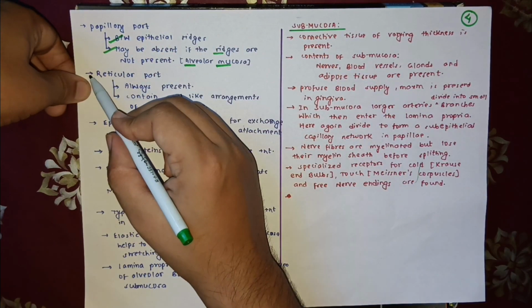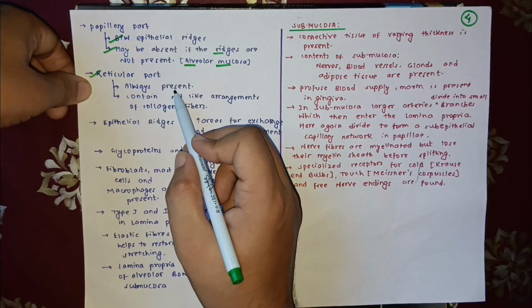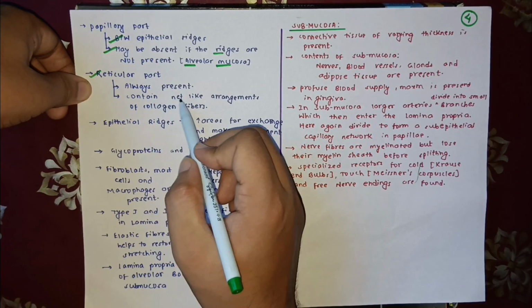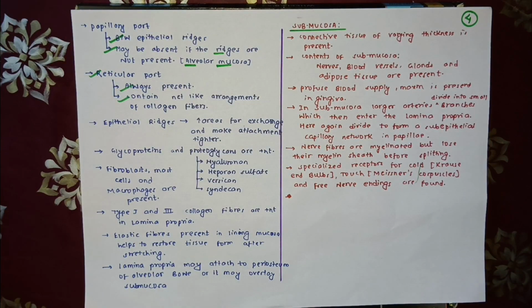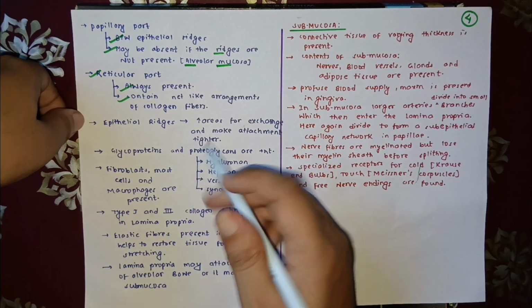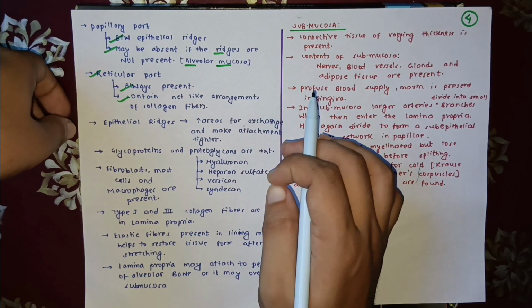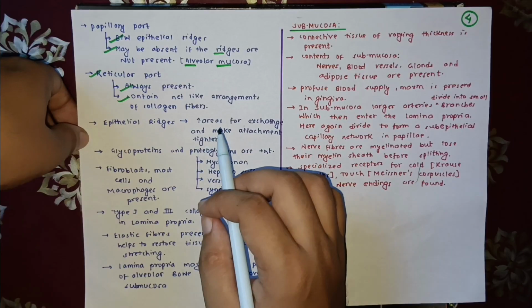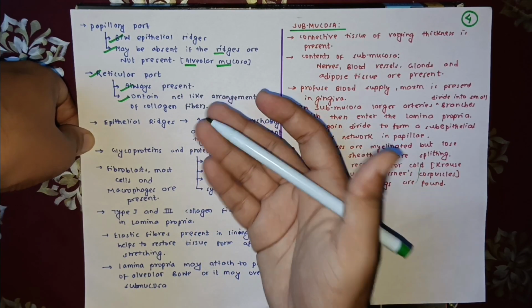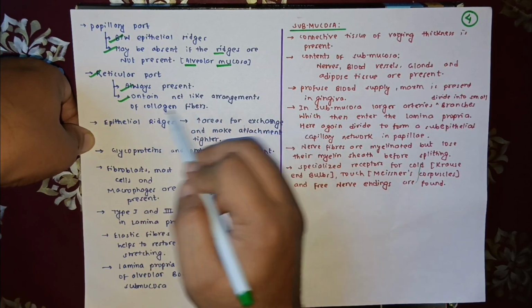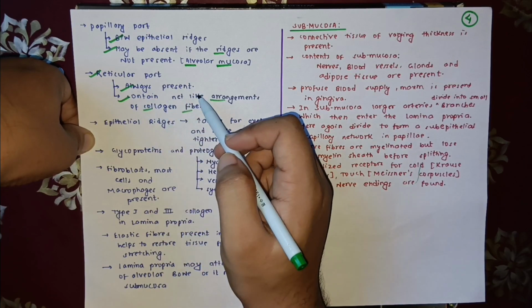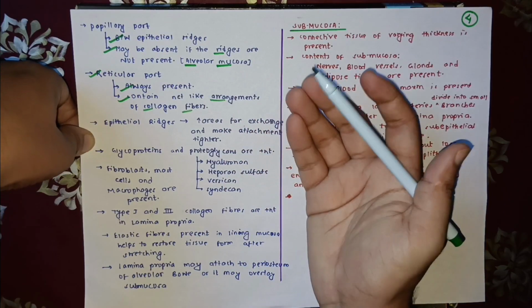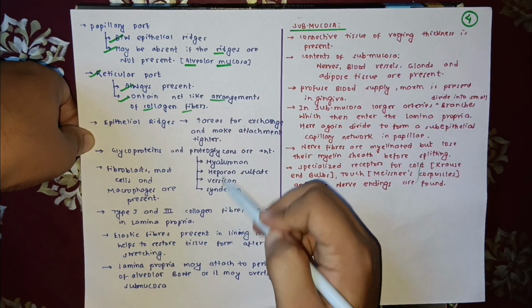After that, in the reticular part, it is always present, and it contains a net-like arrangement of collagen fibers. As it is not related to the epithelial ridges, it is always present in the oral mucosa, in the connective tissue, and it contains a net-like arrangement of the collagen fibers. There is collagen fiber present in this reticular part. Also there are other substances; in the ground substance we can see all those components.